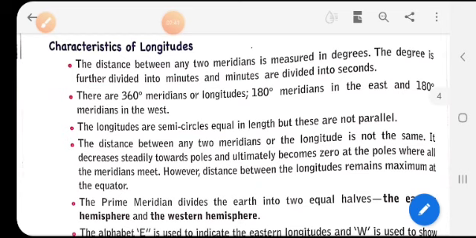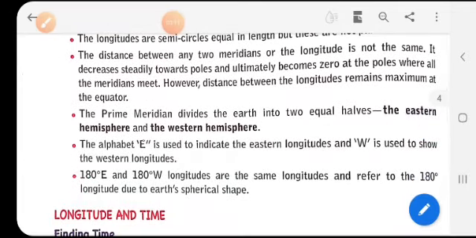Then, the distance between any two meridians or longitudes is not the same. As you can see, these meridians don't have the same distance, and they are not parallel to each other because they meet at a point. It decreases steadily towards the poles. So it is the maximum at the equator and it gradually decreases towards the poles. As I said, it is at maximum at the equator.